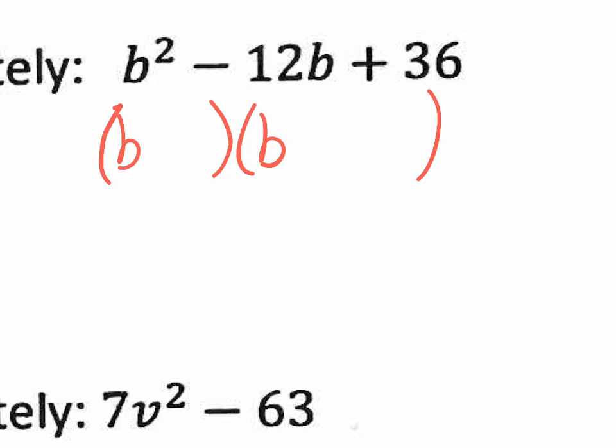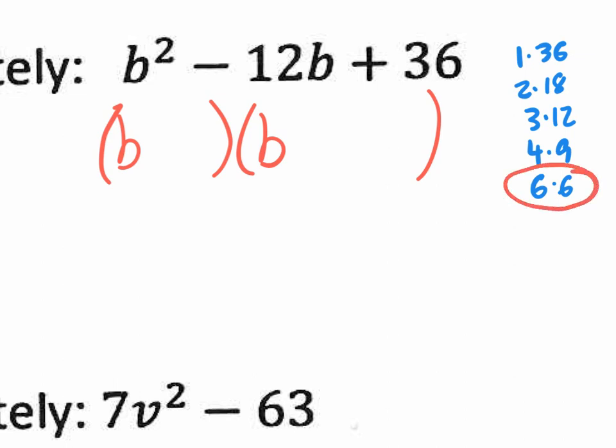If you don't see it, you might want to make a list. How could you get 36? 1 times 36, 2 times 18, 3 times 12, 4 times 9, 5 doesn't work, 6 times 6. And when you start combining, that gives you 37, that gives you 20. You want this middle value b, right? And the only pair of numbers that works is the 6 plus 6. That'll give you 12, but we want it to be a negative 12.